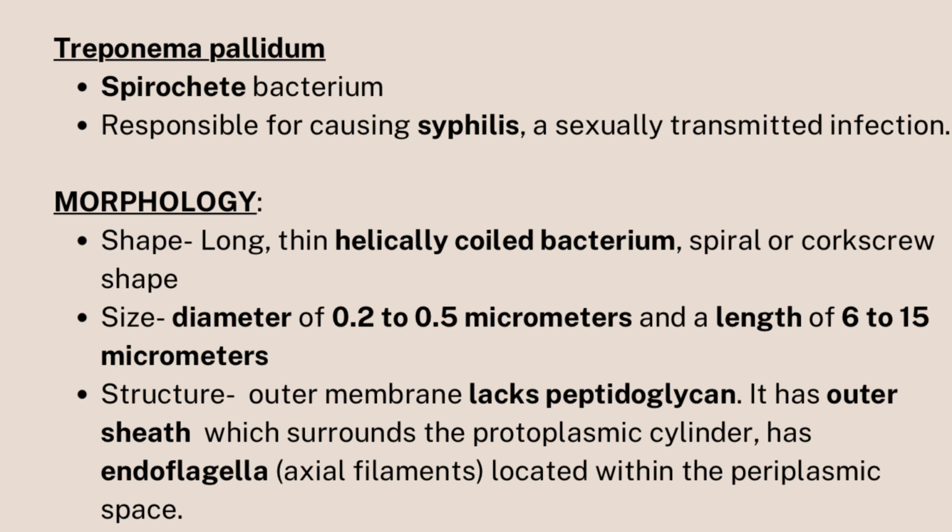It has an outer sheath which surrounds the protoplasmic cylinder, and this outer sheath contributes to the bacterium's spiral shape. It has endoflagella, also known as axial filaments. These are located within the periplasmic space. Endoflagella allow the bacterium to move in a corkscrew fashion.